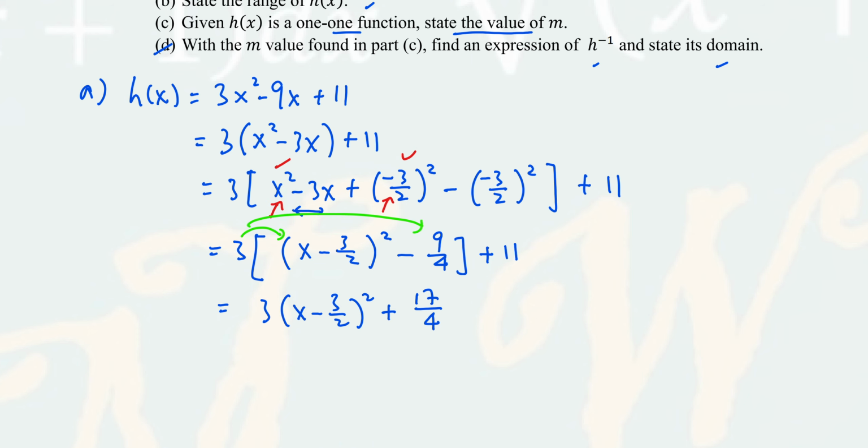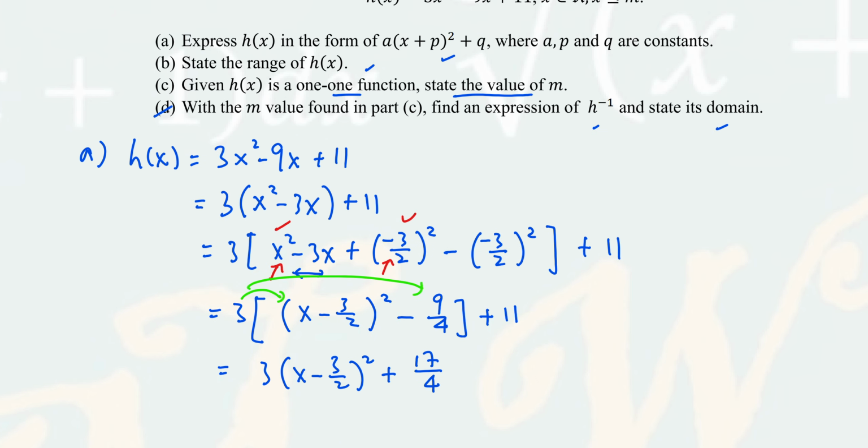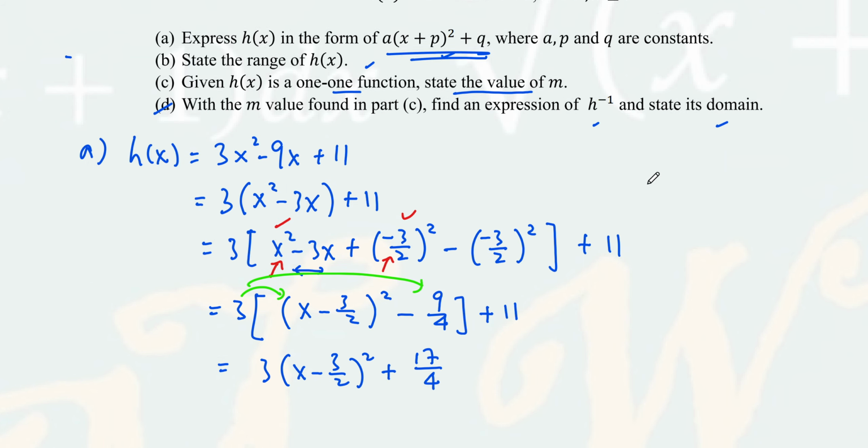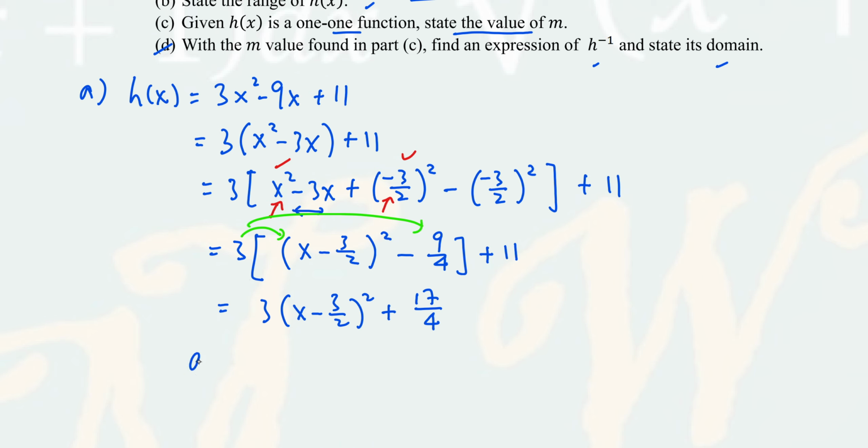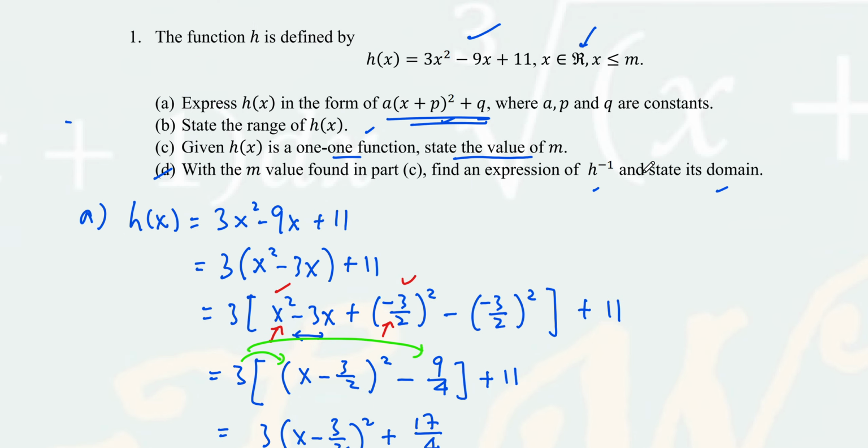So when you refer to the question, we have done the form. Now I can just write down my a, p, q. My a is 3, my p is negative 3 over 2, and my q is 17 over 4. So done for part a.